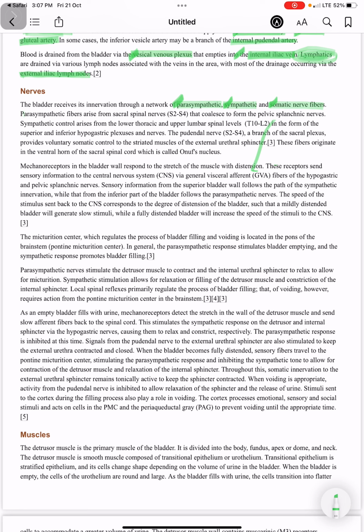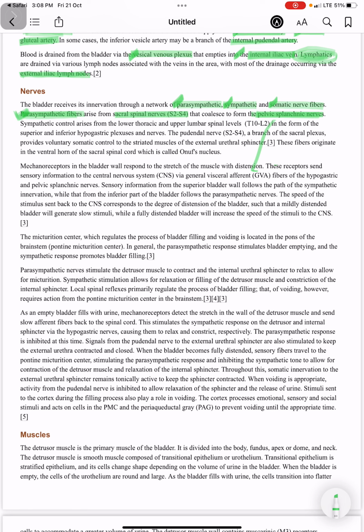The parasympathetic fibers arise from the sacral spinal nerves S2 to S4 that coalesce to form the pelvic splanchnic nerves. What is the parasympathetic supply of the bladder? The pelvic splanchnic nerves in the pelvis.